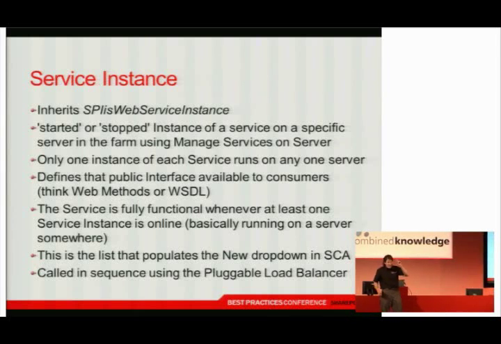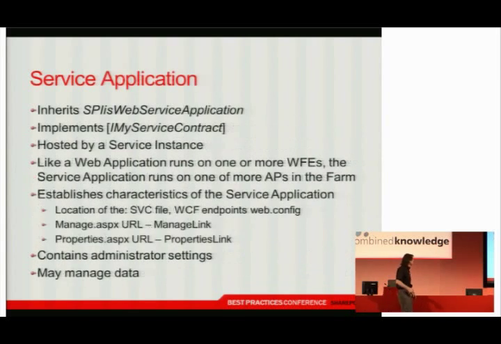It's fully functional whenever at least one of these is turned on. Right? So if anybody went to services on server and said start, then this will be available for them to make calls to. And this is what populates the drop-down list in the new. So if you're in the Service Application Framework area, and you click on New, this is that list, whatever your service instances are. One of them has to be online in order to see it there. And then called in sequence using the pluggable load balancer.